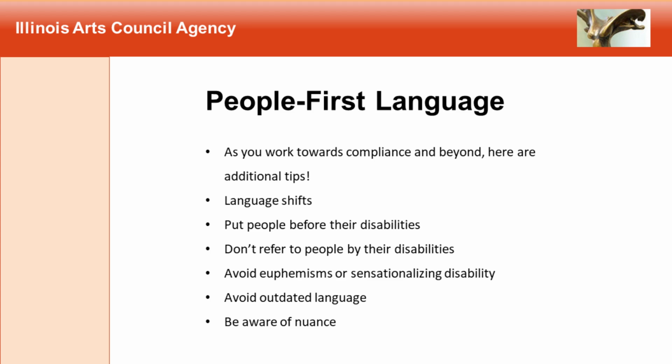It's also really important to be aware of nuance, understanding that a capital D deaf person is different than a lowercase d deaf person. And there is some more information about that on the resources page that will go along with this PowerPoint. When you're talking to people one-on-one, the language that people use to talk about their own disability and themselves may be different than this. And that's when it's really important to have a conversation with someone and ask them, what's your preference?